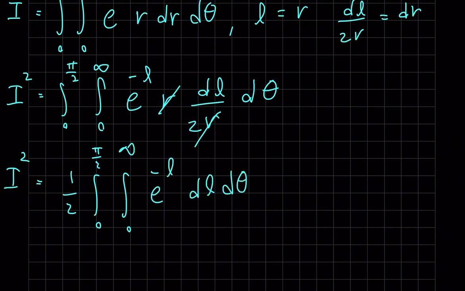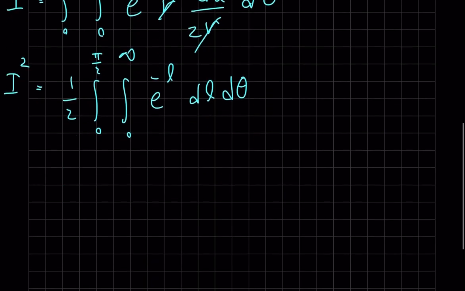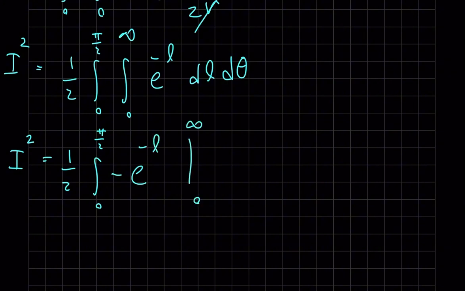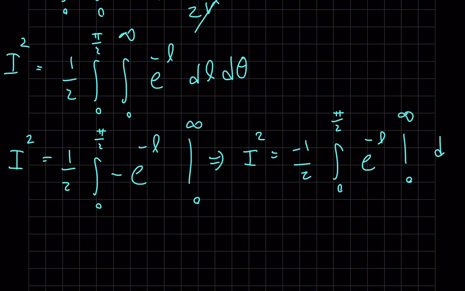And now we just have to evaluate this inner integral. So we have I squared is 1/2 the integral from 0 to pi over 2. This integral will be negative e to the negative gamma, evaluated from 0 to infinity. I'm going to put the negative in front of the integral sign. So you have I squared is negative 1/2 integral from 0 to pi over 2 of e to negative gamma, where I've been evaluating this from 0 to infinity, d theta.